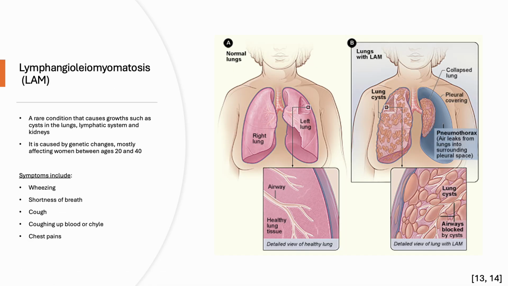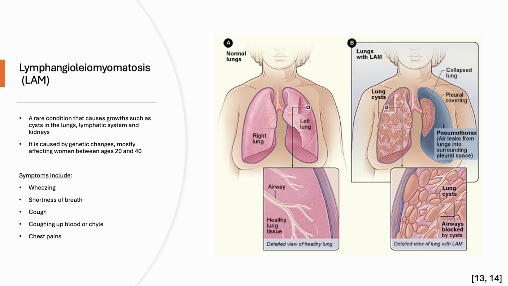Lastly, we have lymphangioleiomyomatosis, which is also known as LAM. It is a rare condition that causes growth such as cysts in the lungs, lymphatic system, and kidneys. It is caused by genetic changes, mostly affecting women between the ages 20 and 40. Symptoms can include wheezing, shortness of breath, cough, coughing up blood or chyle, and chest pain.